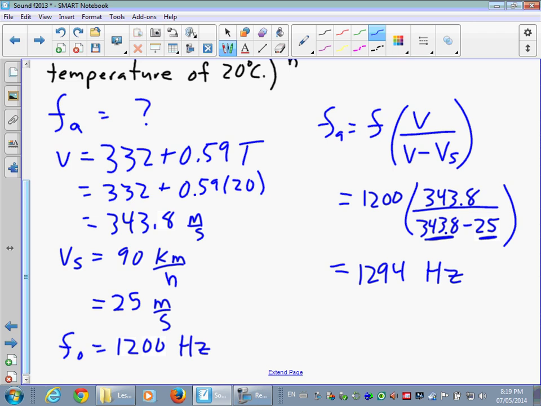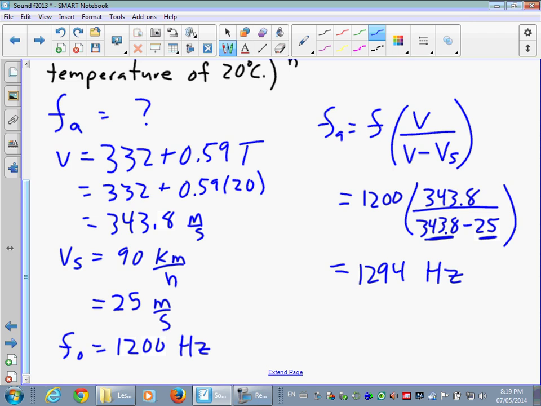Now remember, I'm not exactly sure what this child is doing standing on the side of a road with a car coming down it at 90 kilometers an hour, but in any event, no children were harmed in the making of this question.